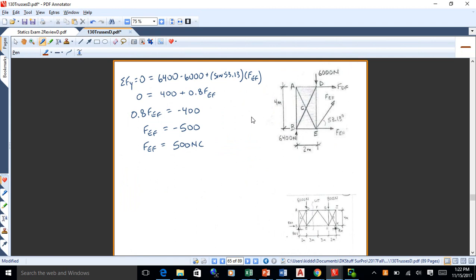Oh, actually, I started with a sum of Fy. I only got one Fy force, so I did that first. So I got 6,400 up, 6,000 down, plus sine of 53.13, which is the angle of EF, times whatever EF is. And the sum of those three equals 0. So I get 0 is 400 plus 0.8 FEF. So 0.8 FEF is negative 400. So FEF is negative 500. The negative means it's not in tension, as I assumed, it's in compression. So FEF is 500 newtons compression. In this one, I only had one Y unknown, so I just started with a sum of Fy.